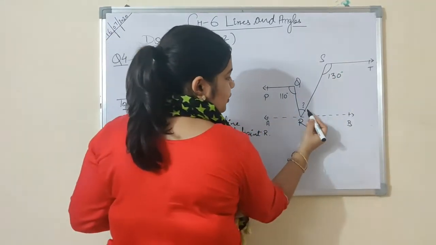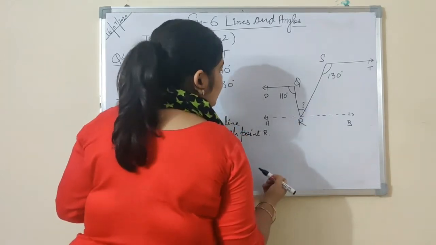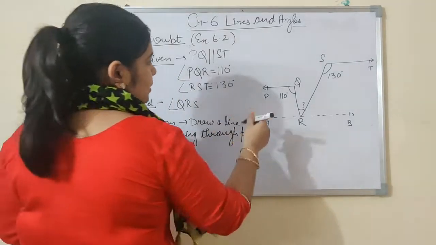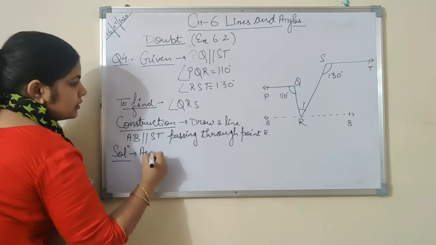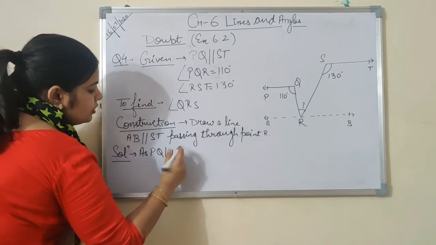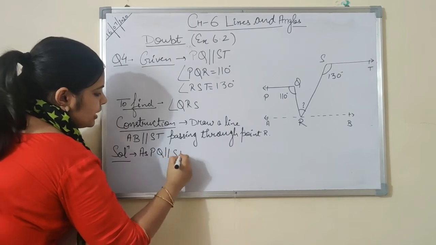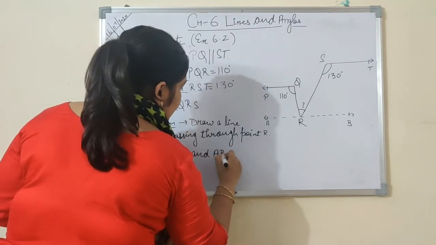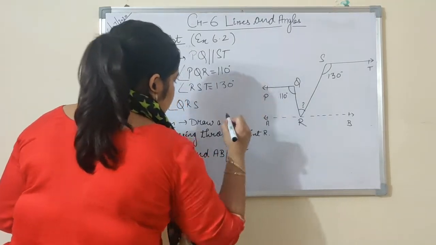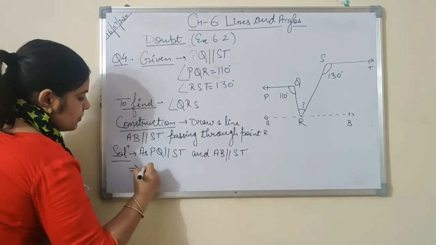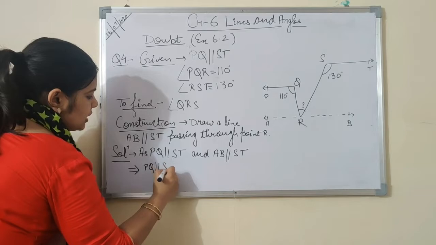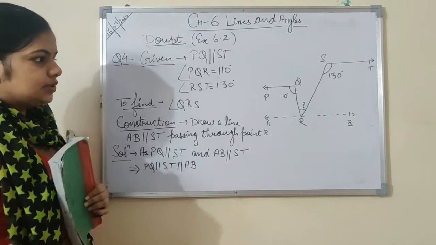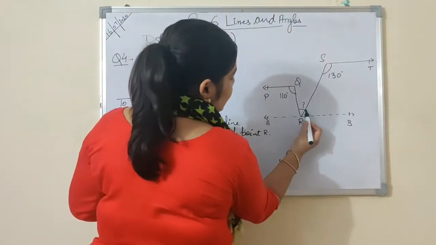Now what do we have to find? We have to find this angle. So what I will be writing over here is that as we know PQ is parallel to ST as it is given to us, we can write it like this. And by construction, AB is parallel to ST. So what can I write? That PQ is parallel to ST is parallel to AB. I think this is clear to all of you. Now we have to find this one.